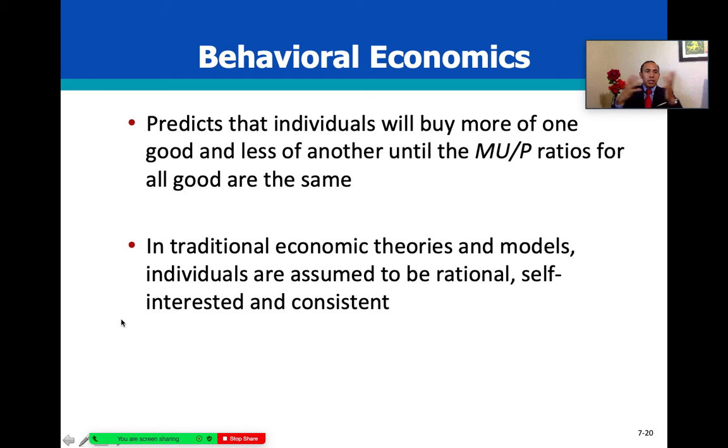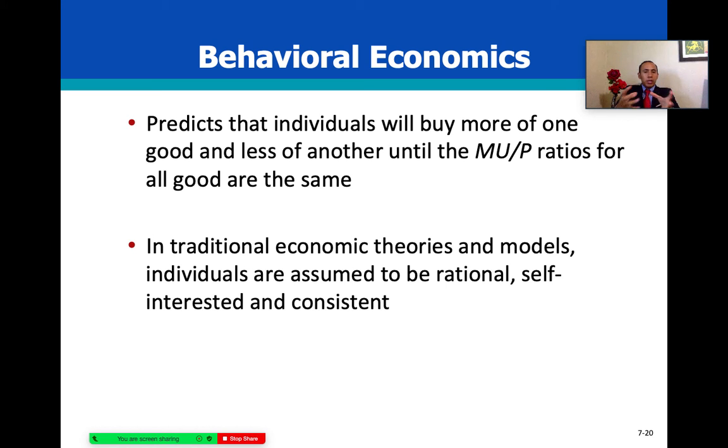Behavioral economics helps predict that in many cases individuals will buy more of one good and less of another particular good until the marginal utility per dollar ratios or equations are relatively the same in some situations. So you buy more of some products and less of other goods until you feel satisfied per dollar spent. So a lot of the things that we buy have to do with prices and income.